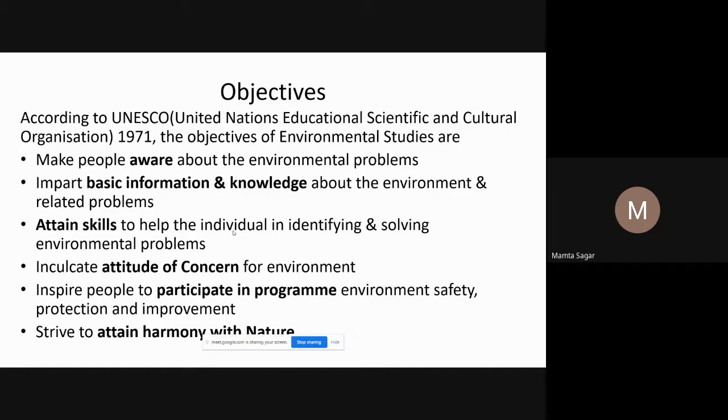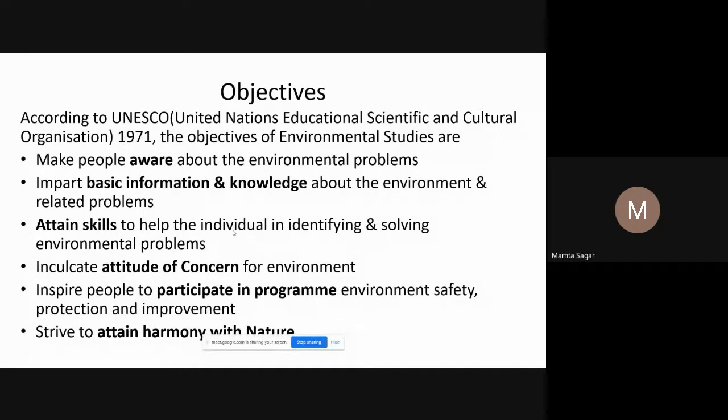So how is it useful? The objective, just now we have discussed, is our basic information and knowledge. So how are we going to have this? We should attend, we should participate. Then we can gain the knowledge, basic information. Then we will develop more awareness, like about the electronic waste. Then we will develop the skills. So we should have the basic information and knowledge. So how will it come? We should participate in programs related to environment safety, protection, improvement, and we should also inspire other people to participate in the programs.